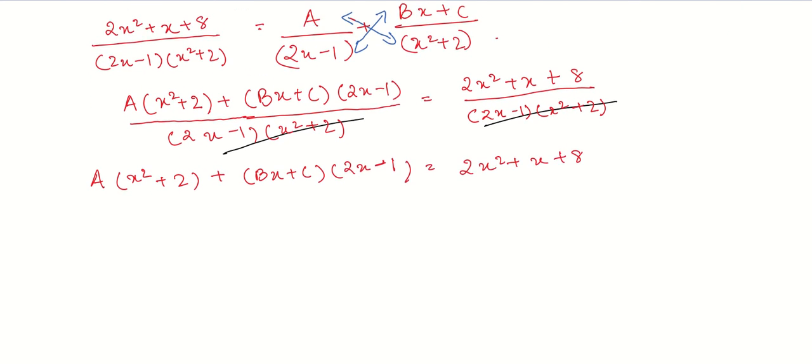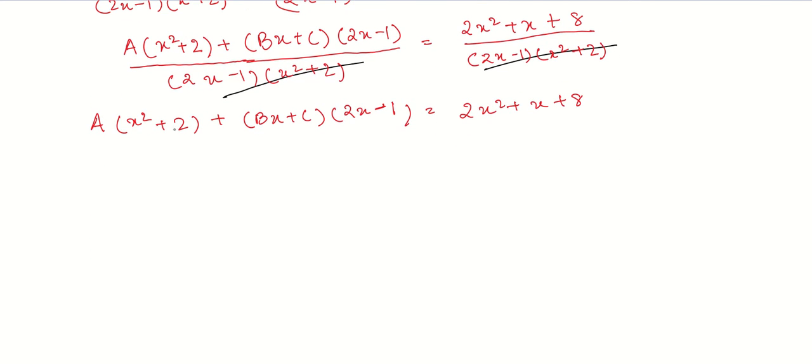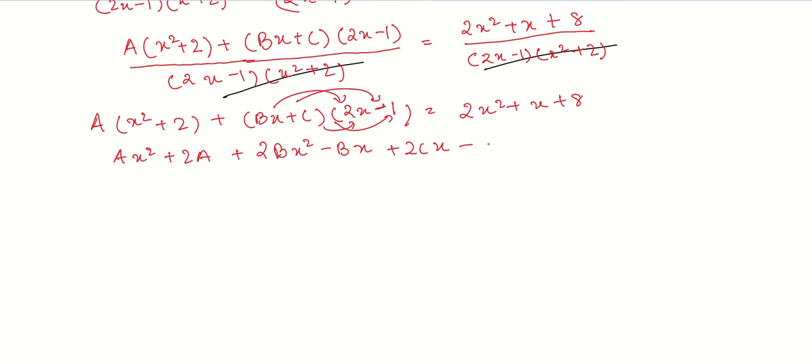Now we're going to open the brackets and expand it, and we'll see Ax squared plus 2A plus 2Bx squared minus Bx plus 2Cx minus C equals 2x squared plus x plus 8.